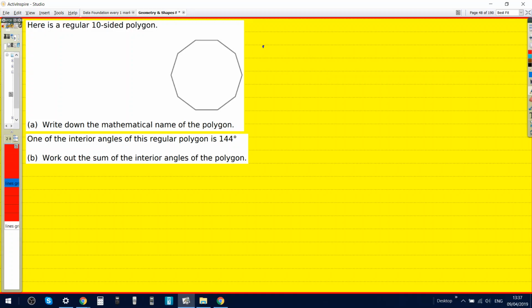Believe it or not, it's called a decagon. Decagon, oh god. I never even came across that word actually. Yeah, it's like a decade. How about part B?